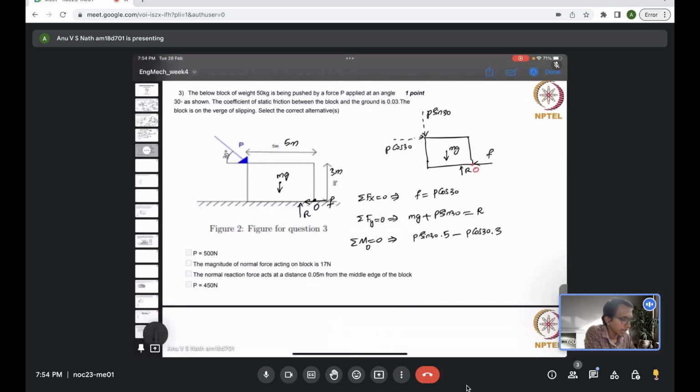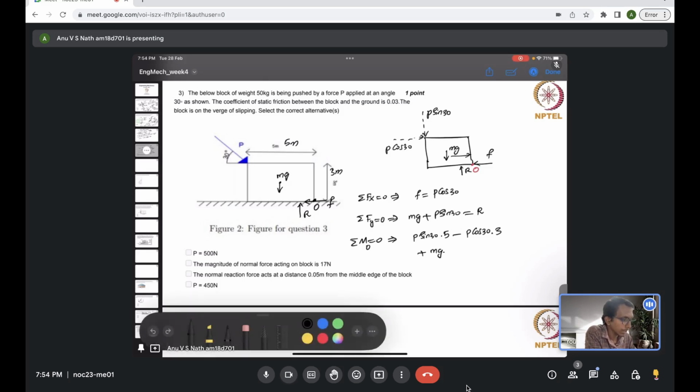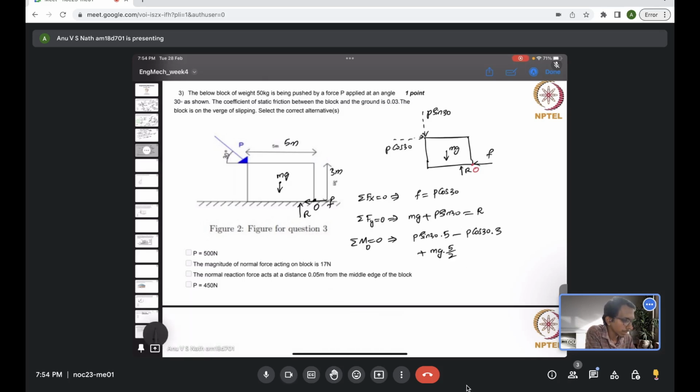Now again mg is creating a counterclockwise moment, so plus mg, which is acting through the centroid. The moment arm should be 5 by 2, half of the total width of the block, which is 5 meter. Now R is creating a clockwise moment, so that will be minus R times the distance through which R is acting. We really don't know that.